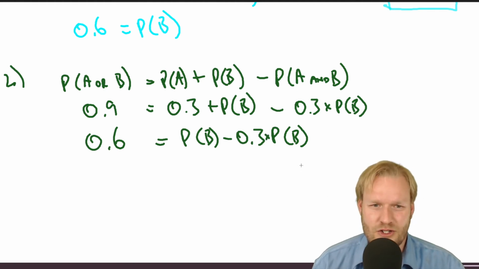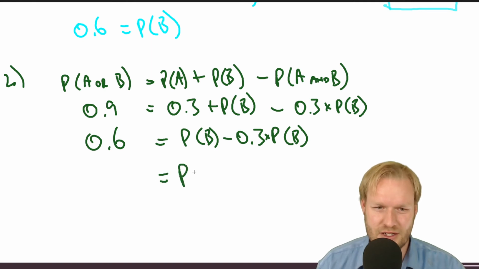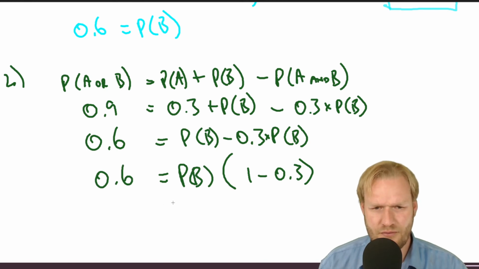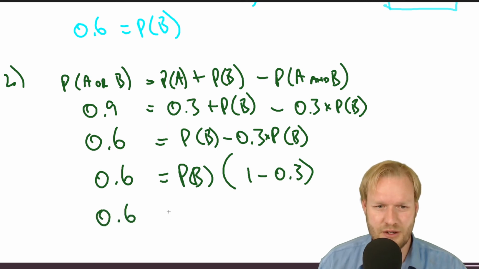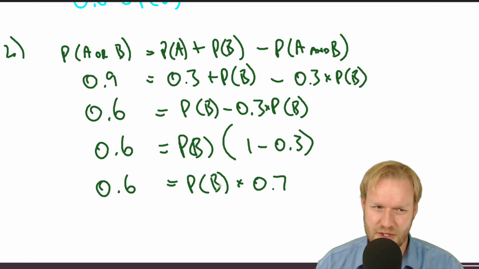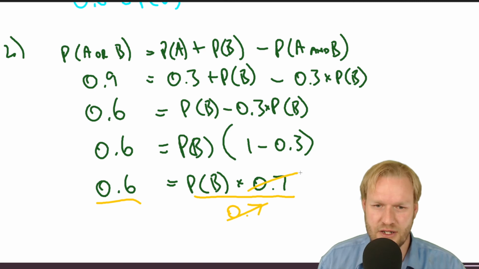Now, there are different ways to solve this. One obvious way that comes to mind is to take the probability of B out as a common factor, so you're left with 1 minus 0,3, and then divide both sides by 1 minus 0,3. I'm going to show this in-between step: 0,6 equals the probability of B times, well, 1 minus that is 0,7, and perhaps you may have seen that as well. We've got 0,7 times the probability of B. The point is that we divide both sides here by 0,7.